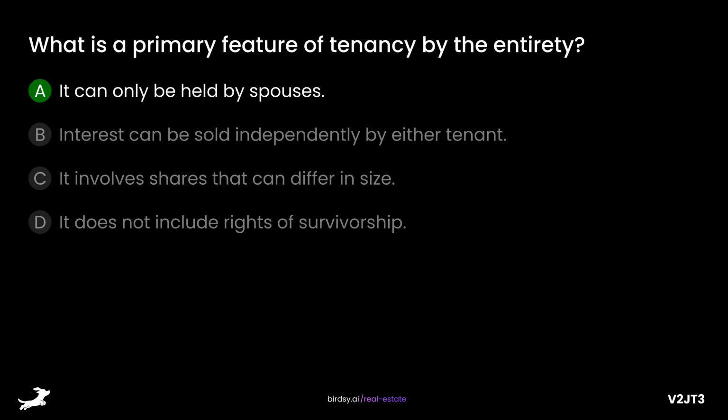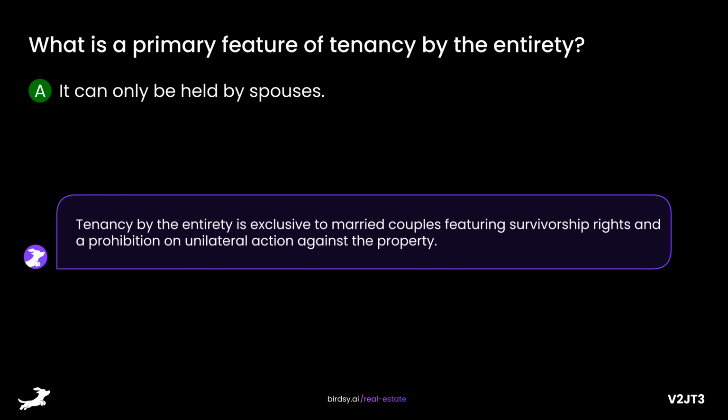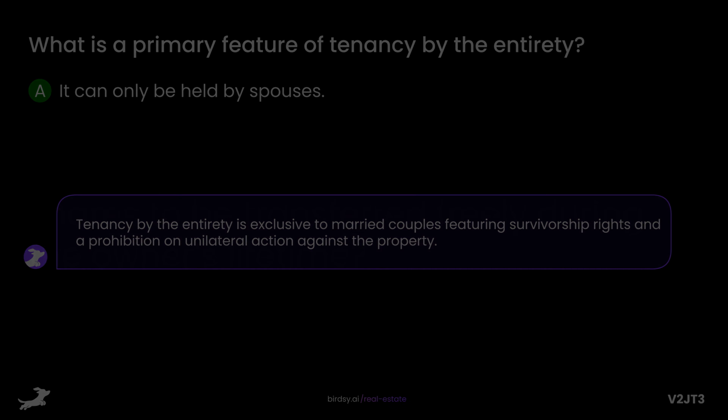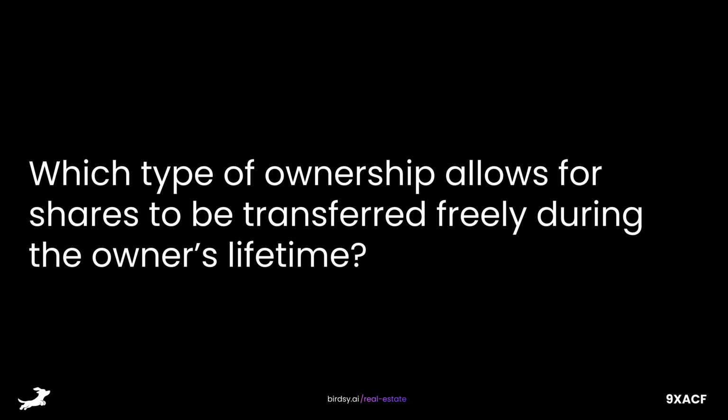The answer is A, it can only be held by spouses. Tenancy by the entirety is exclusive to married couples, featuring survivorship rights and a prohibition on unilateral action against the property. Which type of ownership allows for shares to be transferred freely during the owner's lifetime?